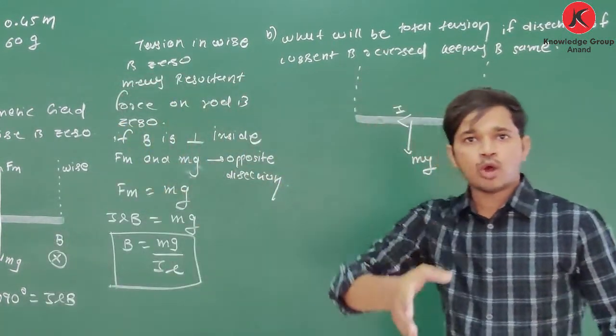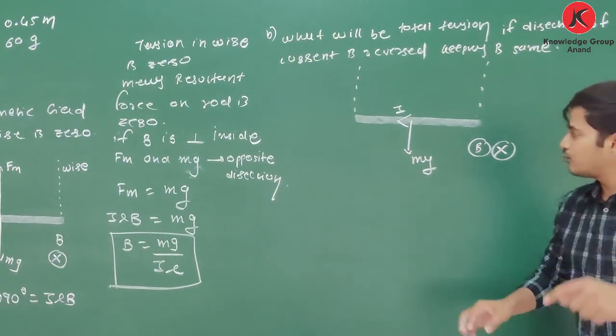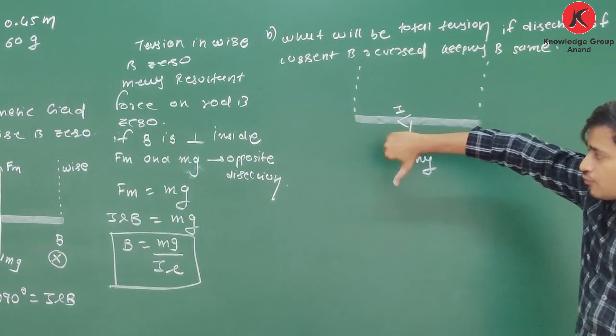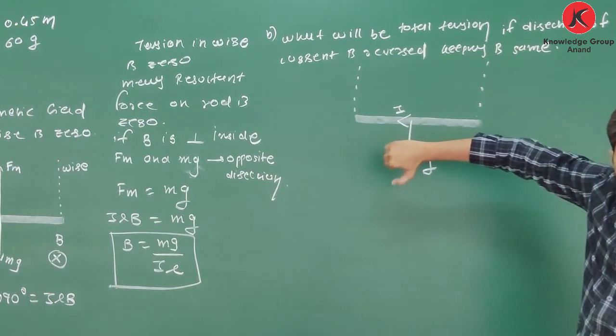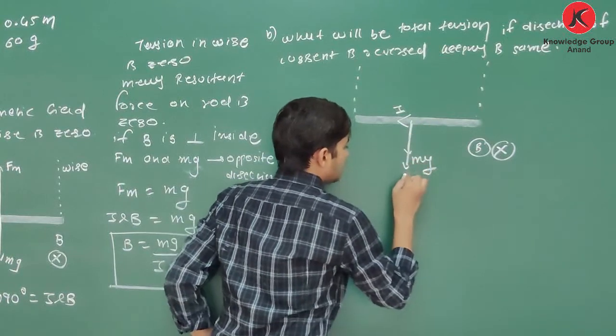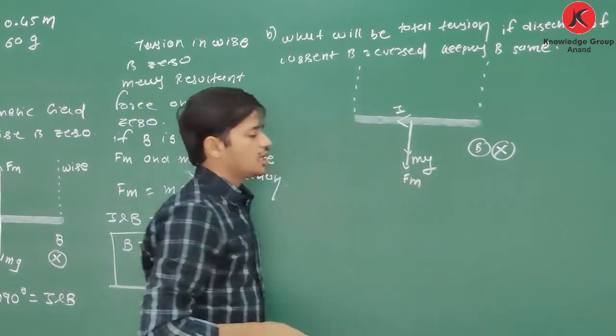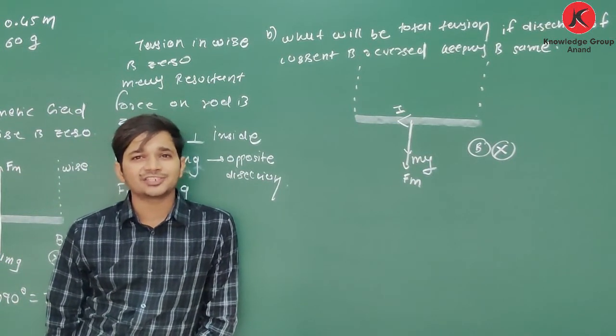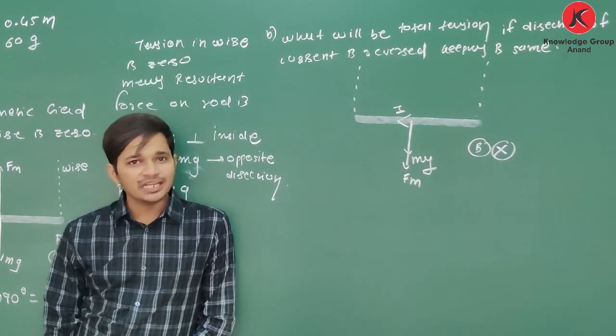Now what is the direction of the magnetic force? Current is going in this direction, the magnetic field is inside. The force due to the magnetic field on the current carrying wire is acting in downward direction. That Fm is acting in downward direction. Clear about this?